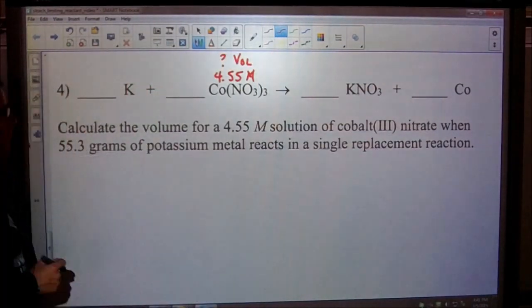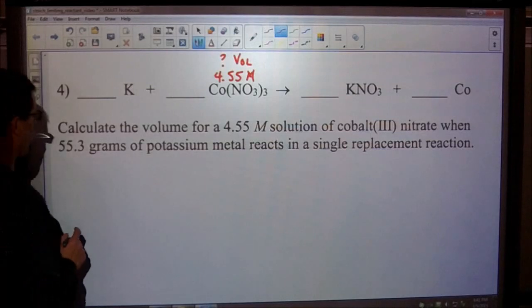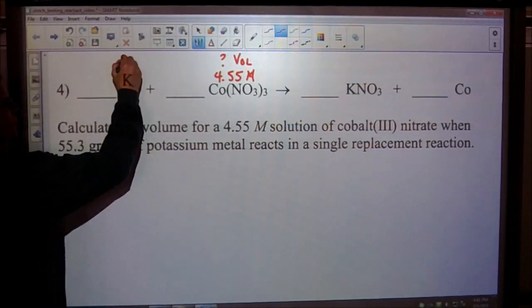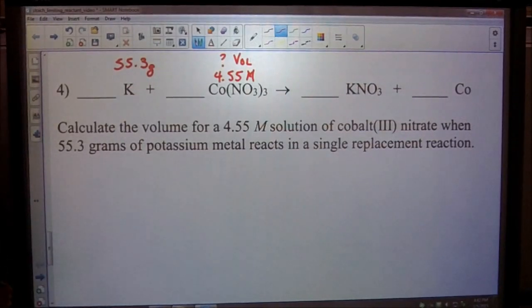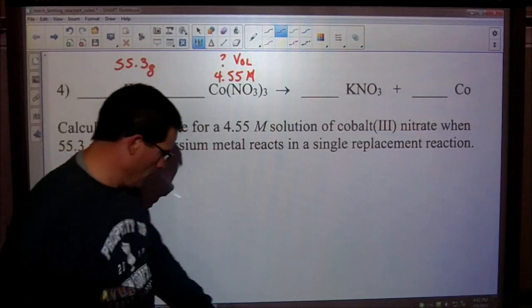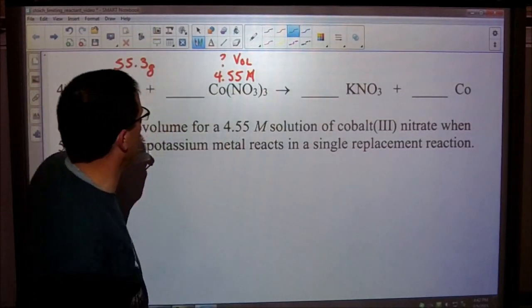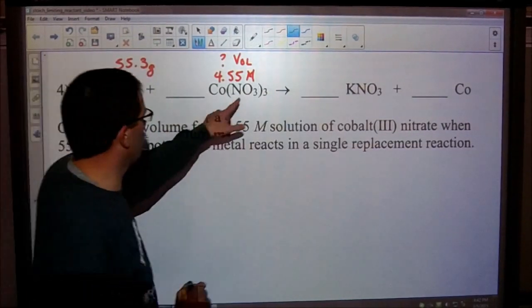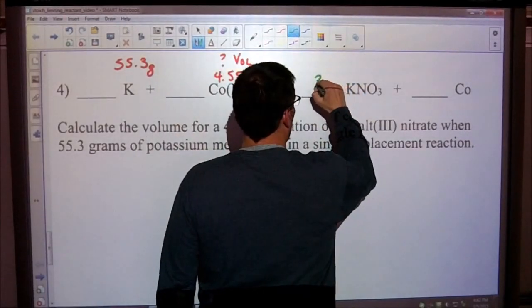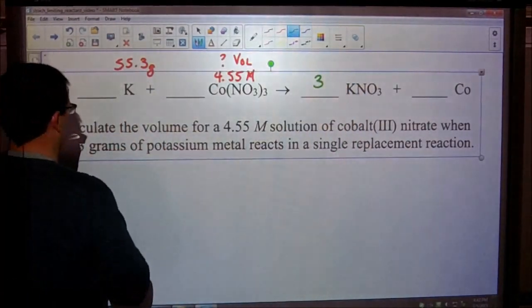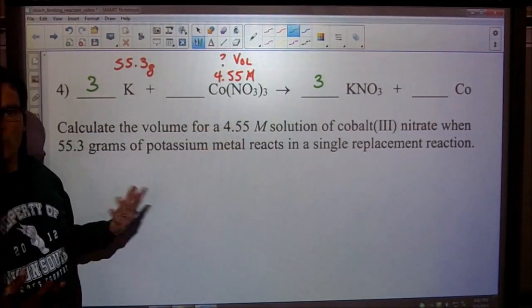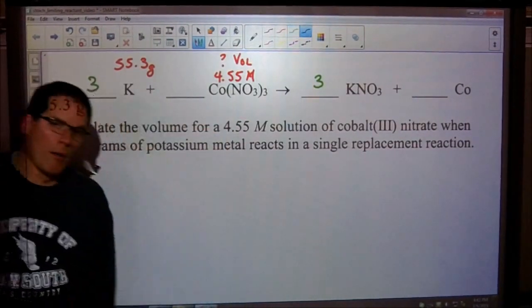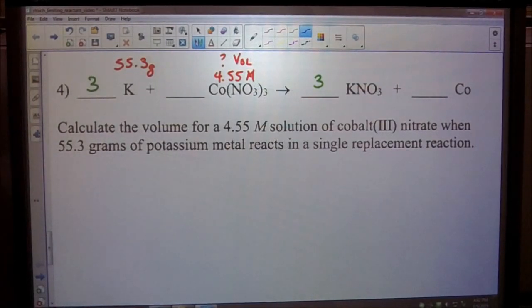Cool. All right. When 55.3 grams of potassium reacts in a single replacement reaction, as we can see the products from there. Okay. So let's go ahead and balance this. Well, obviously that's the ugly one. So we've got 3 nitrates, only 1 there. Now I got 3 potassium. Oops. So I put a 3 there, and 1 cobalt, 1 cobalt. We're balanced.